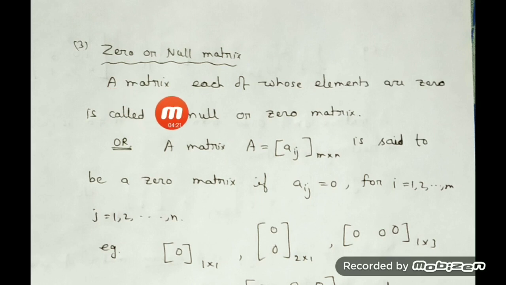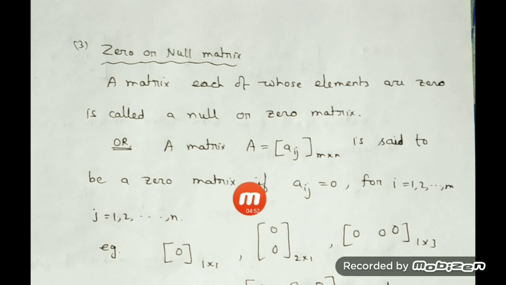A matrix, each of whose elements are 0, is called a zero or null matrix. So mathematically you can denote it like this. Already we know a matrix can be denoted in a smaller form as A equal to Aij m by n. What does this represent? A is a matrix of order m by n, said to be a zero matrix.